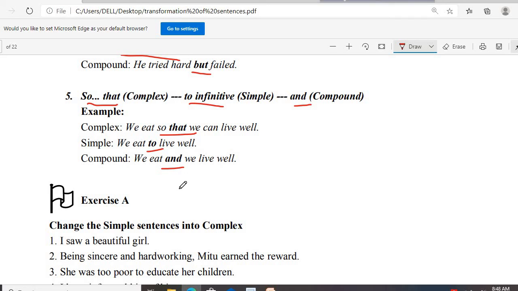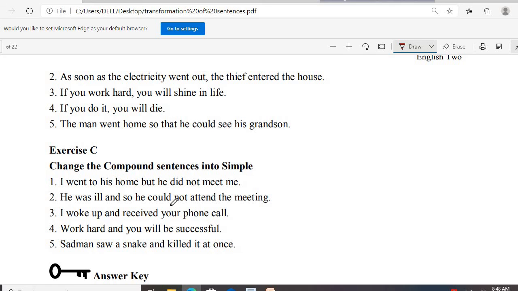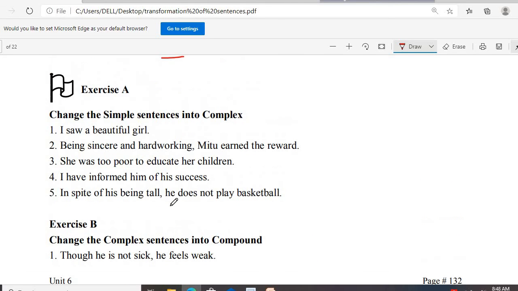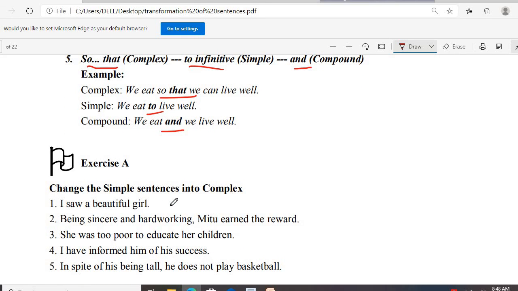Okay, my dear students, these are the most important rules for you, and if you practice these rules again and again, you will find it very easy to understand the changing of simple, complex, compound sentence, and you will become highly skilled in English. So I have given you some homeworks. If you change the following sentences as directed, you will understand the topic more clearly.